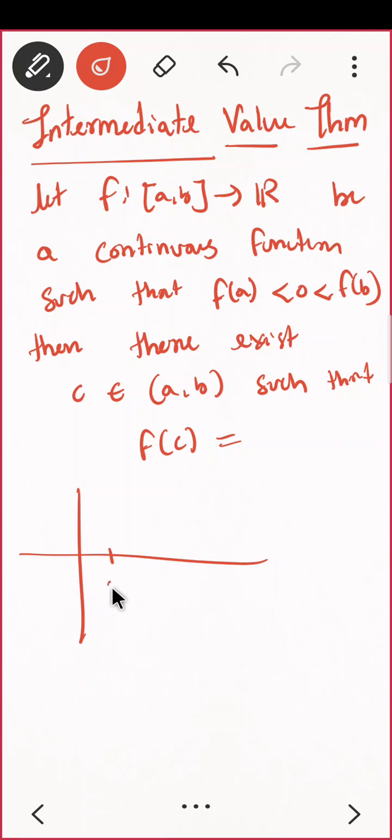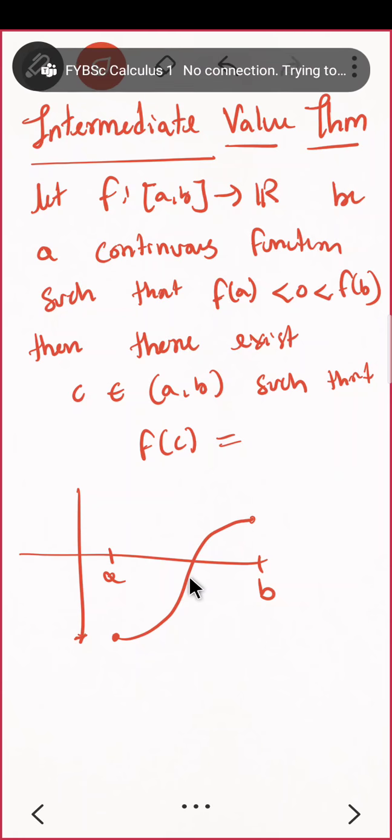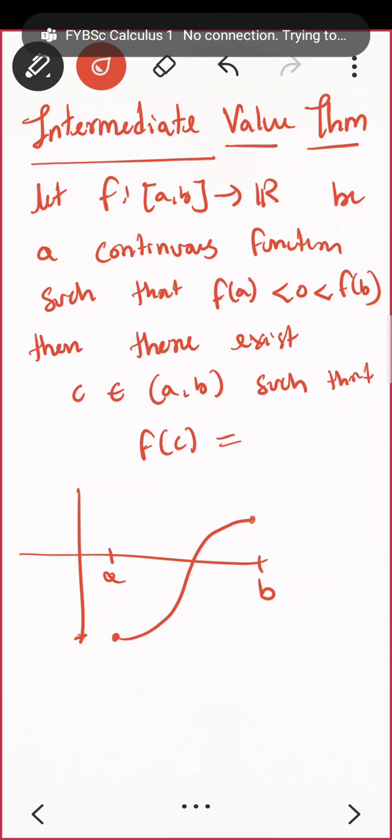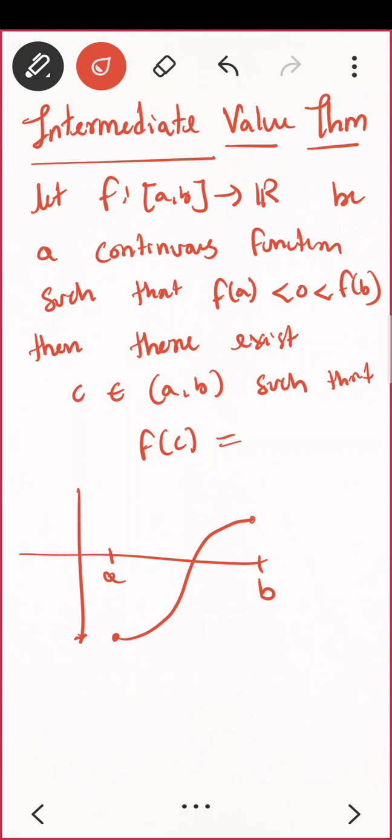See, this is your point a, this is your point b. If you draw a continuous path, something like this, you see what is f of a? This is a negative number. What is f of b? This is a positive number. So what do you see? There is a point, there is a point c at which the function is 0. So this will be your point.